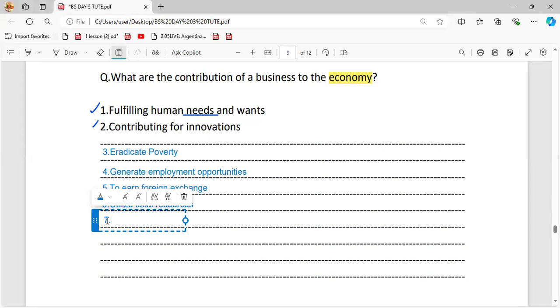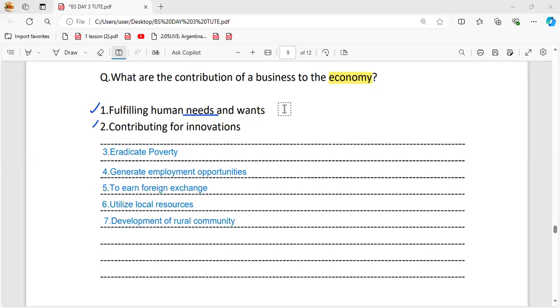And the other one is development of rural community. What is development of rural community? For example, if I'm starting a factory in Anuradhapura or Polonnaruwa areas, those are rural areas, really less developed, underdeveloped areas. So if I'm starting a factory over there, then what will happen? They will also get some benefits, right?